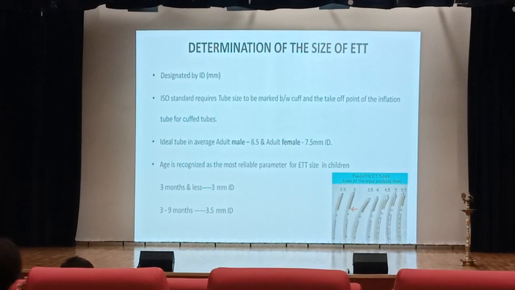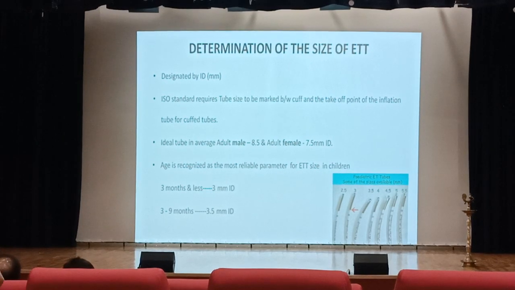So, determination of the size of the tube. The size of the tube is designated by internal diameter. The ISO standard requires the tube size to be marked between the cuff and the takeoff point of the inflation tube. The ideal tube size for males, what we commonly use, is 8 and 8.5. For adult female patients, we use 7 or 7.5. If we encounter a pregnant female, we also keep a 6.5 tube in our intubation trolley.